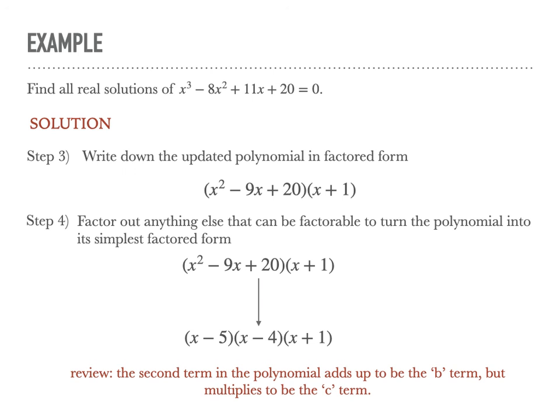Okay, now we factor it out, and a quick review is that the two numbers in the trinomial add up to the b term but multiply to the c term. So -5 plus -4 equals -9, and -5 times -4 equals 20.